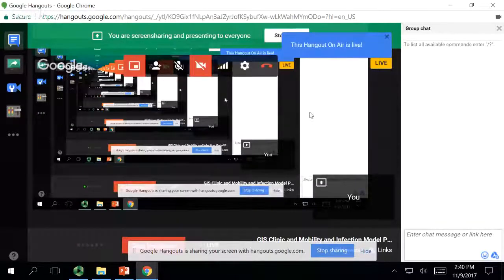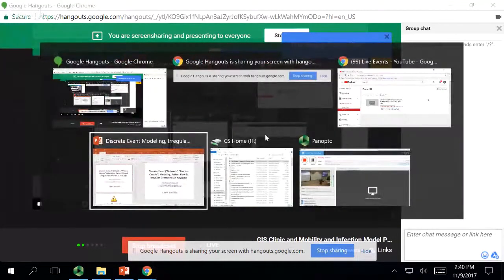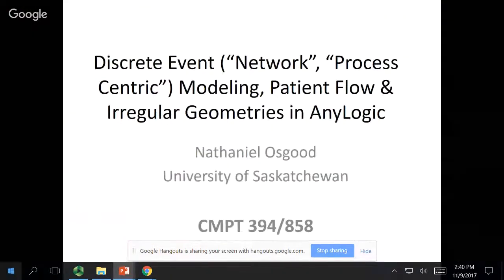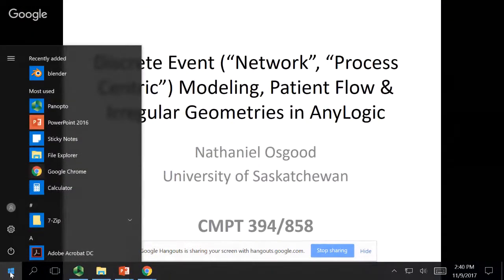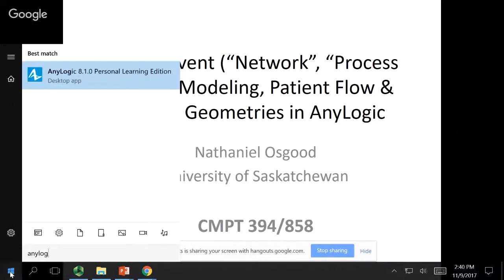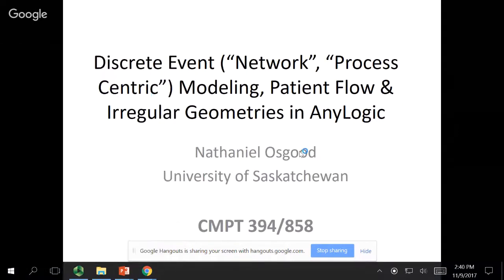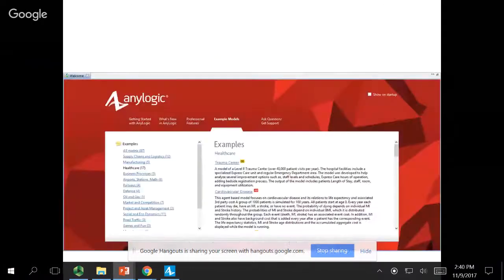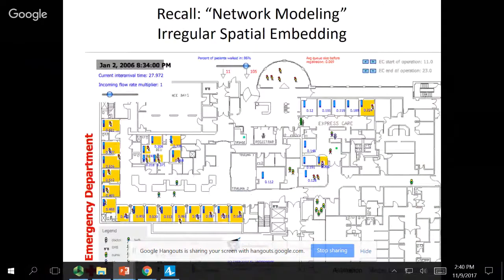Screen here. Okay, so ladies and gentlemen, before we dive into modifying that model, I'm going to have a little bit of discussion about this sort of modeling. So discrete event modeling is the third major type, we actually saw this on the very first day. Some of you may remember this.